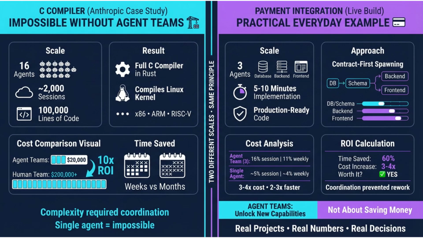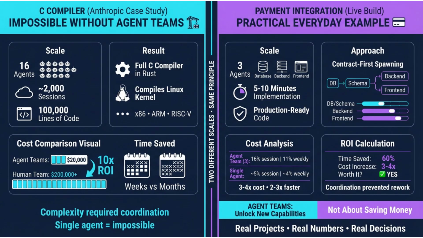A C compiler case study from Anthropic, the canonical example of agent teams at scale. 16 agents, over 2,000 sessions, built a complete C compiler in Rust. Production quality. It compiles the Linux kernel on multiple architectures. 100,000 lines. Cost $20,000 in API credits.